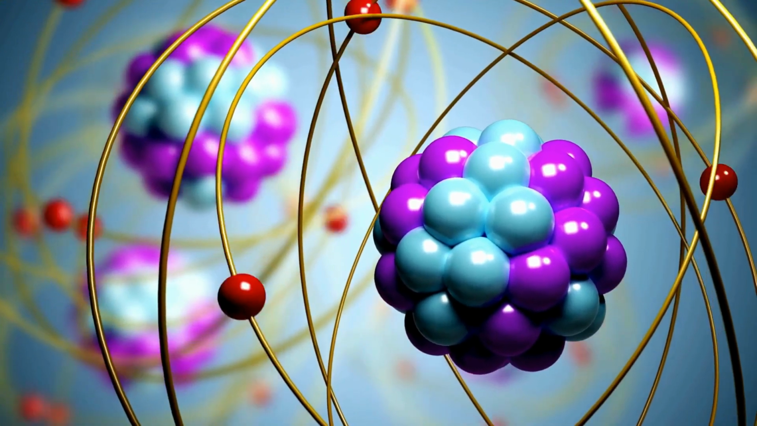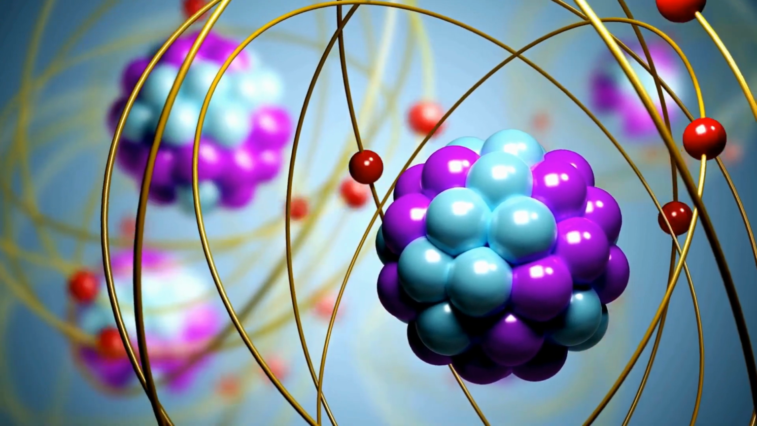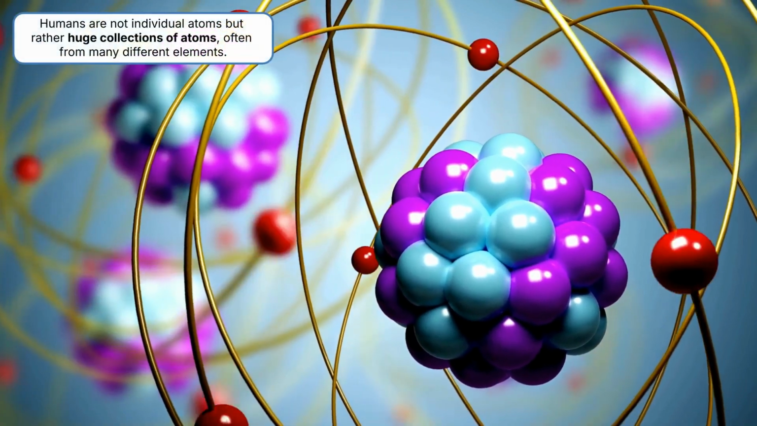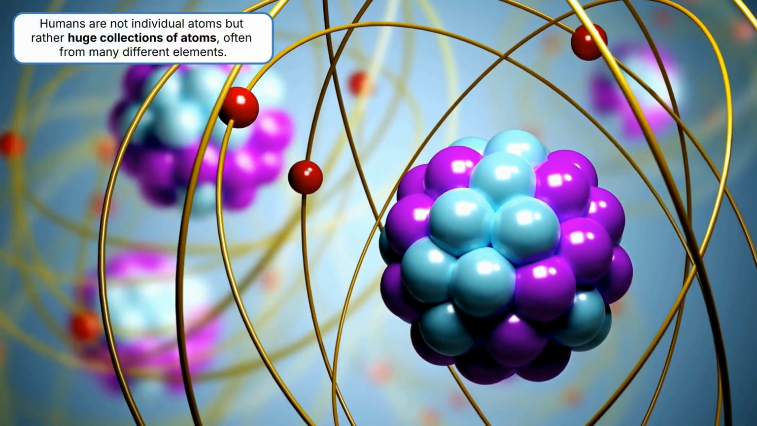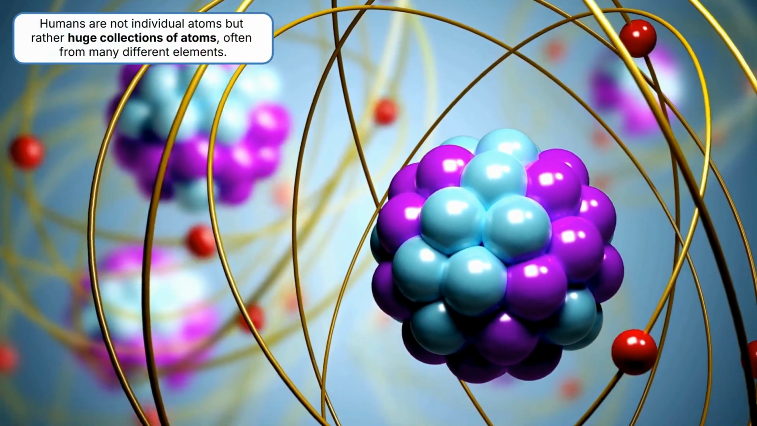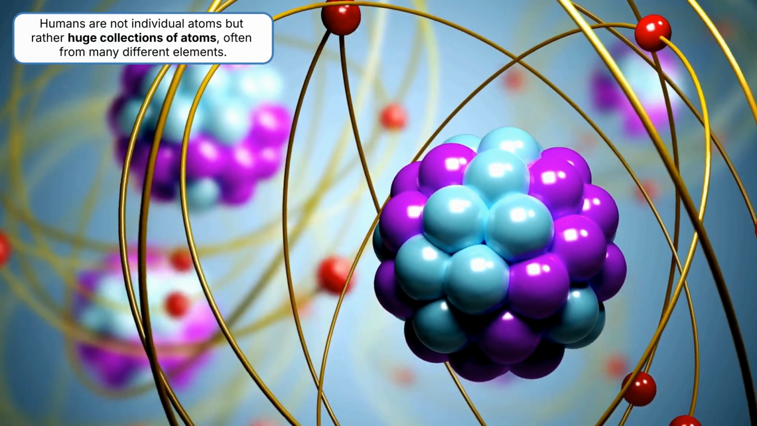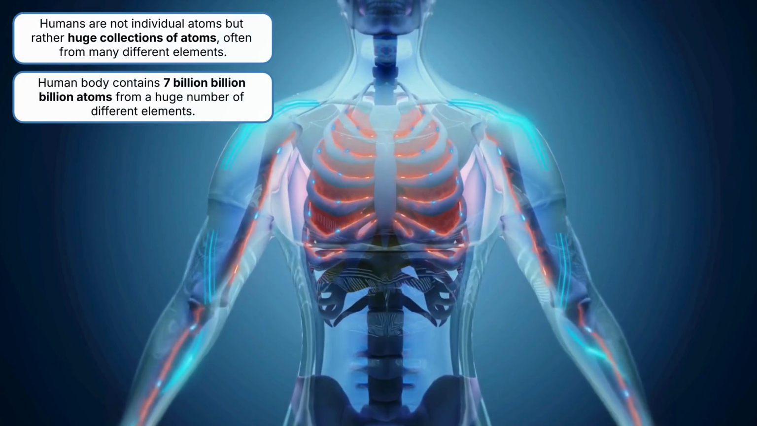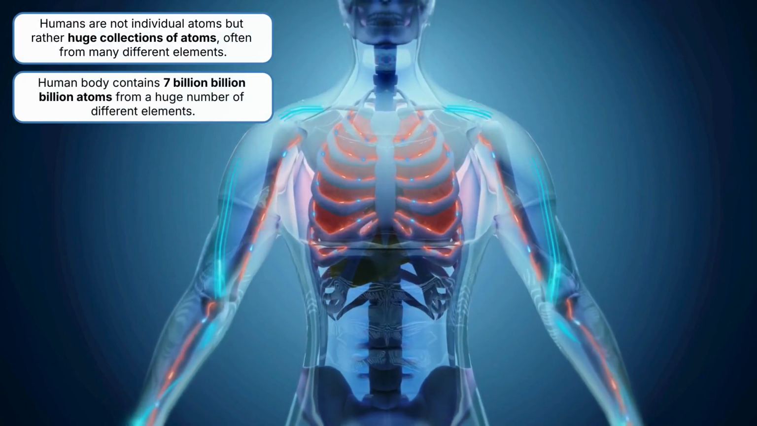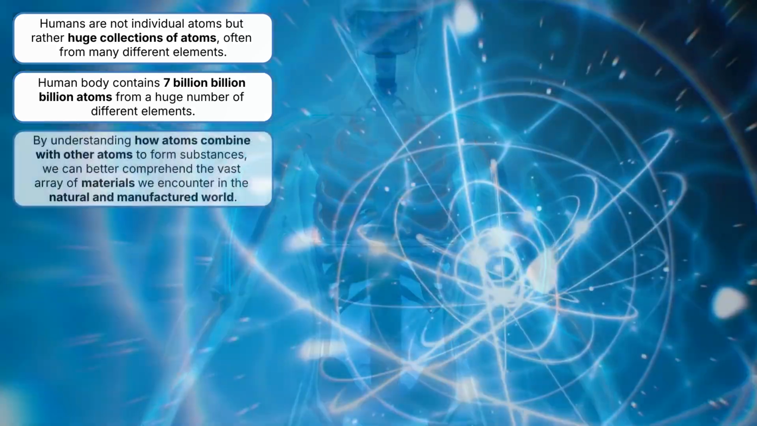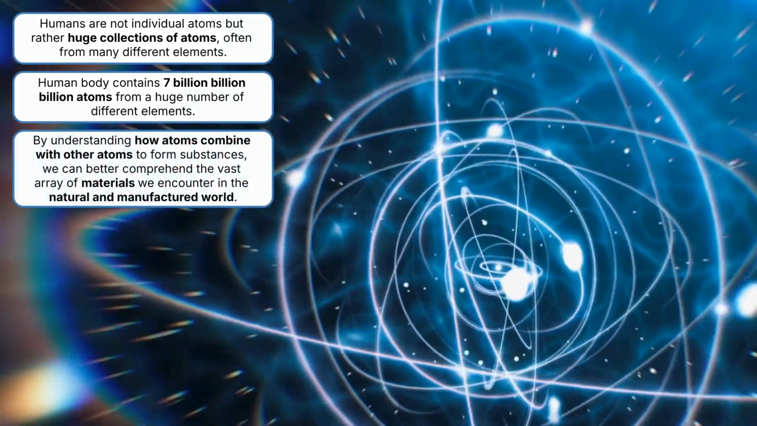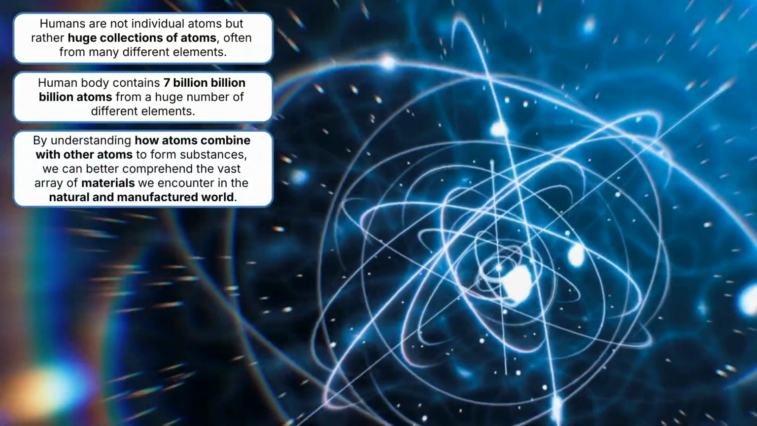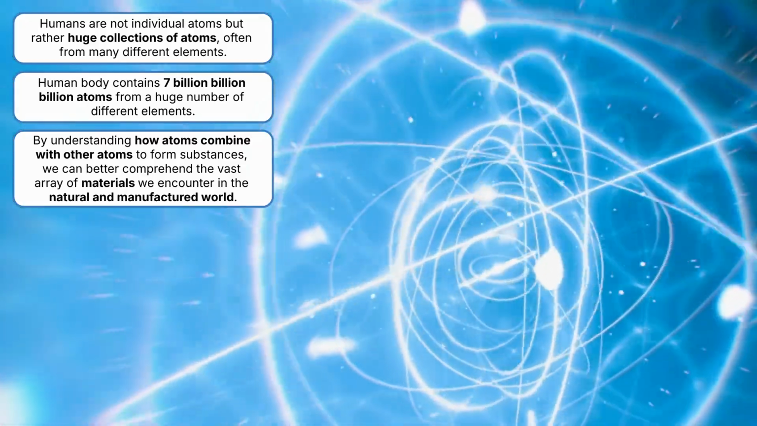Recognizing the difference between atoms and elements is crucial because the substances we are interested in as humans are not individual atoms, but rather huge collections of atoms, often from many different elements. For example, an average adult human body contains around 7 billion atoms from a huge number of different elements. By understanding how atoms combine with other atoms to form substances, we can better comprehend the vast array of materials we encounter in the natural and manufactured world. Let's begin.